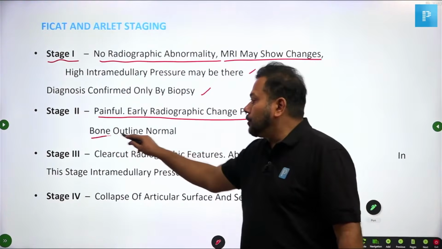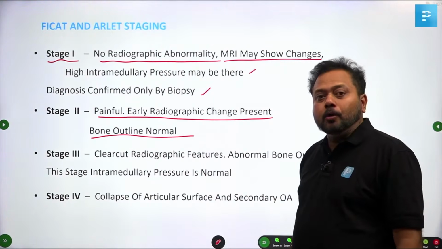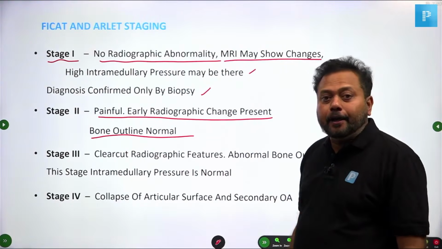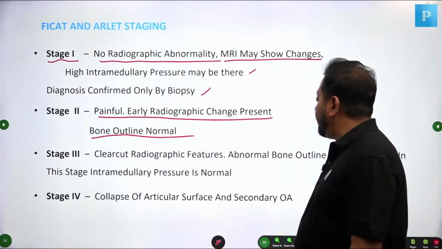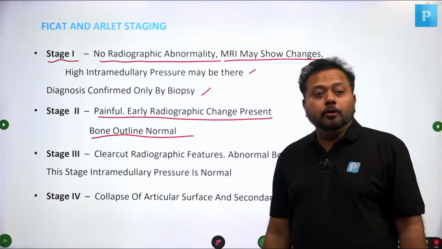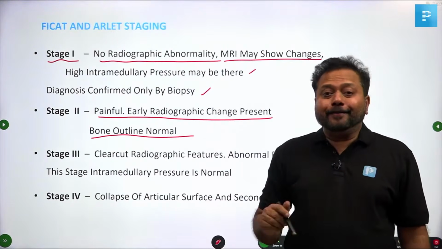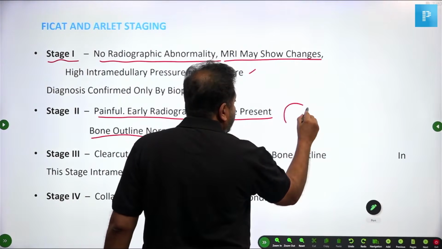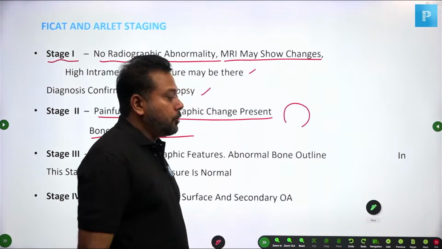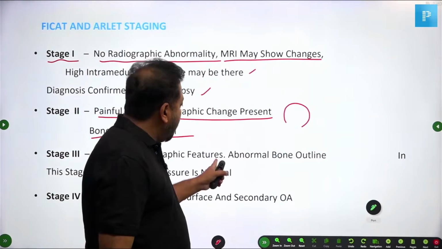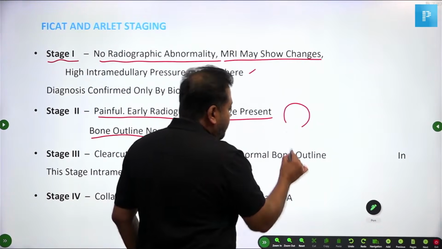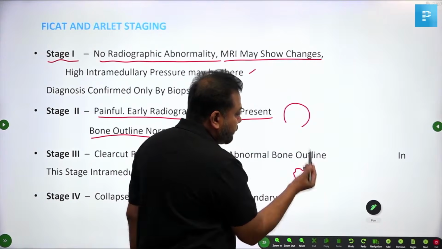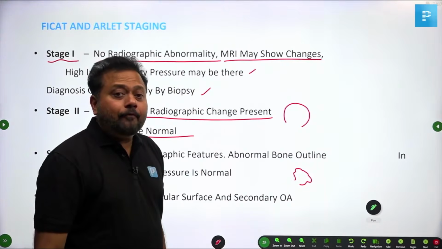Bone outline is normal. Stage 3: clear-cut radiographic features, and the clear-cut radiographic feature is your crescent sign. Abnormal bone outline, the bone outline is altered. For example, the head of the femur is normally round, globular in shape. This is normal. Abnormal bony outline means this head may become flattened like this.